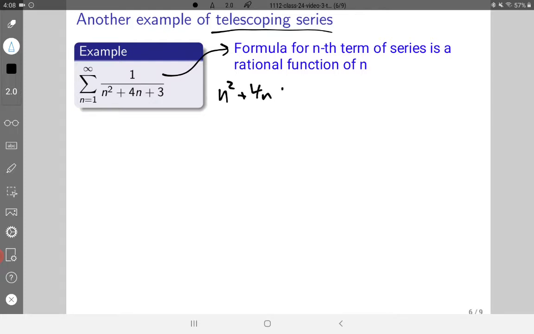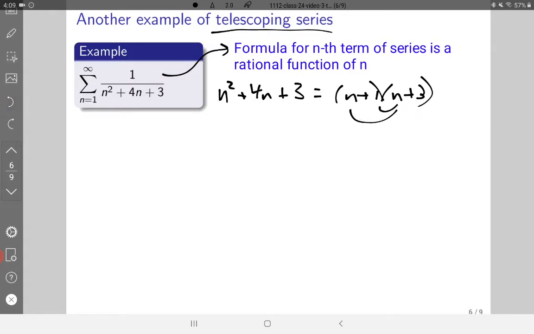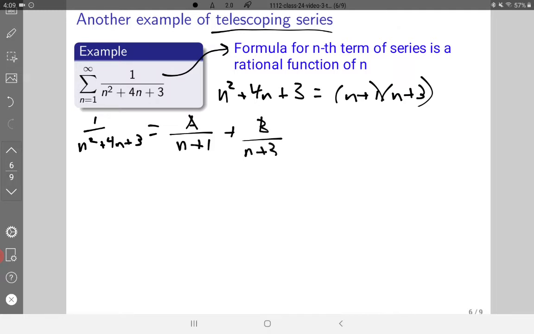So the first thing I would notice is that I can factor this expression pretty nicely. I get n plus 1 times n plus 3. That will add up to, let's see, n squared plus n plus 3n. So there's the 4n, and 1 times 3 is 3. So good, all of that stuff works out nicely. And so this expression, 1 over n squared plus 4n plus 3, should be able to be written as something over n plus 1 plus something over n plus 3.